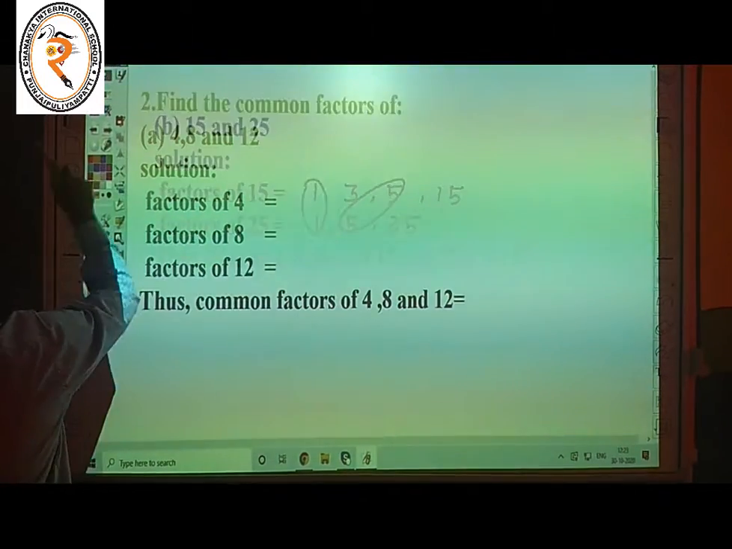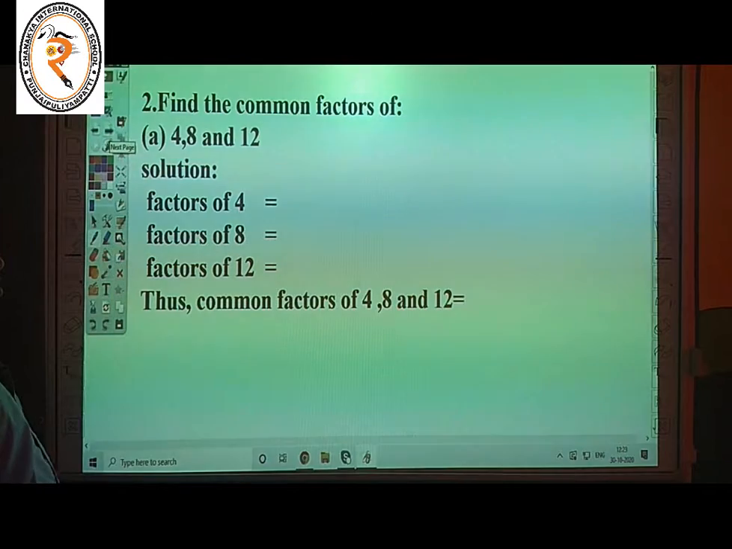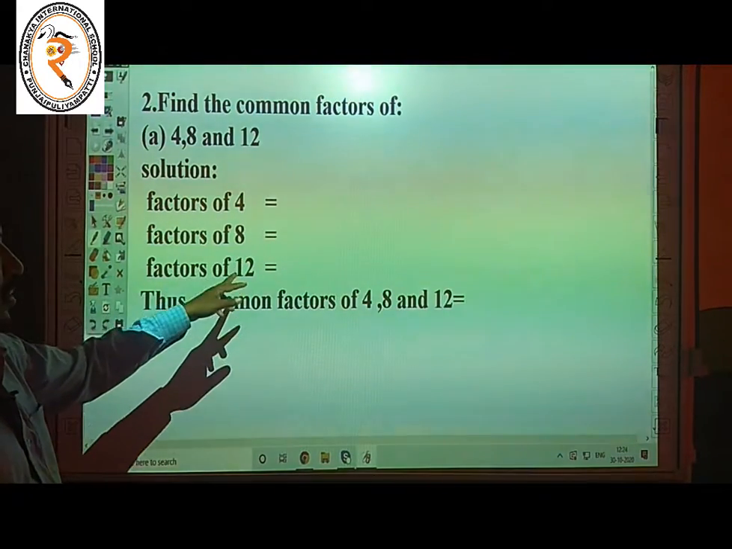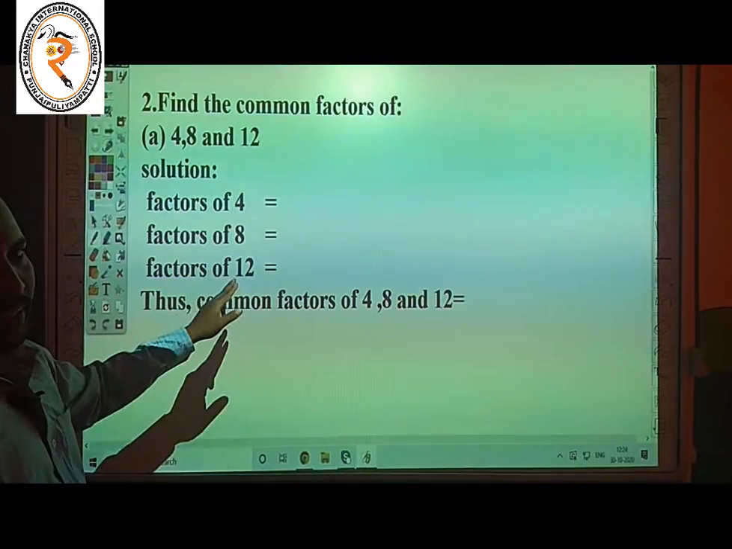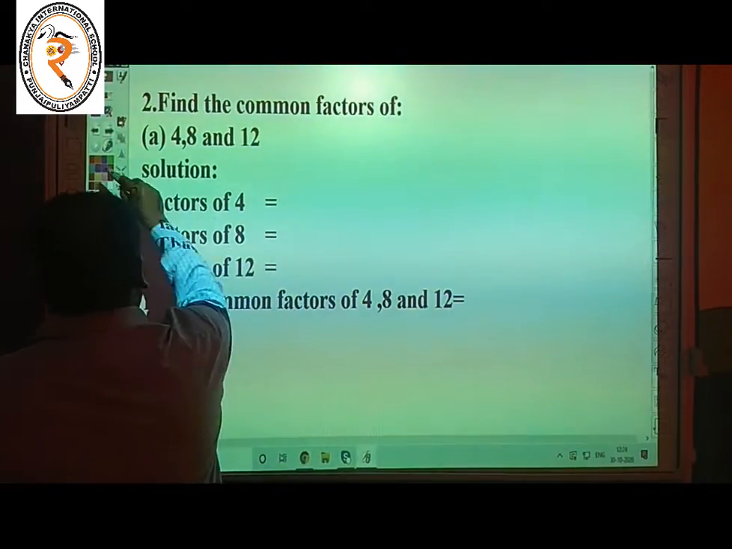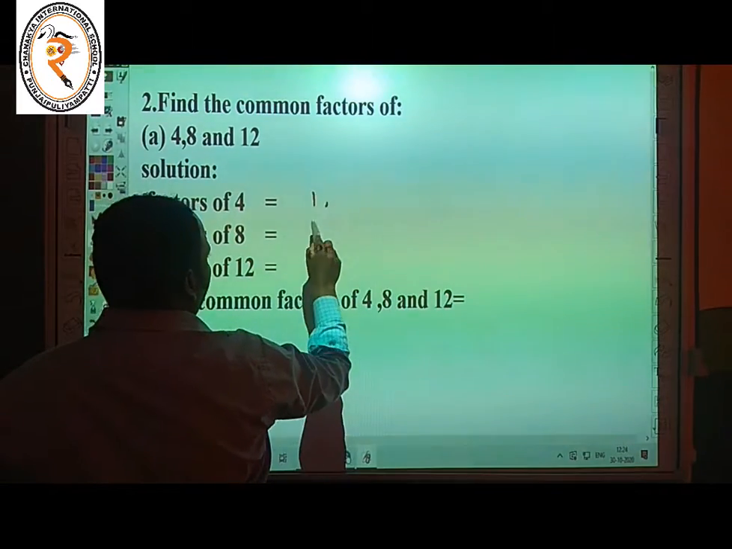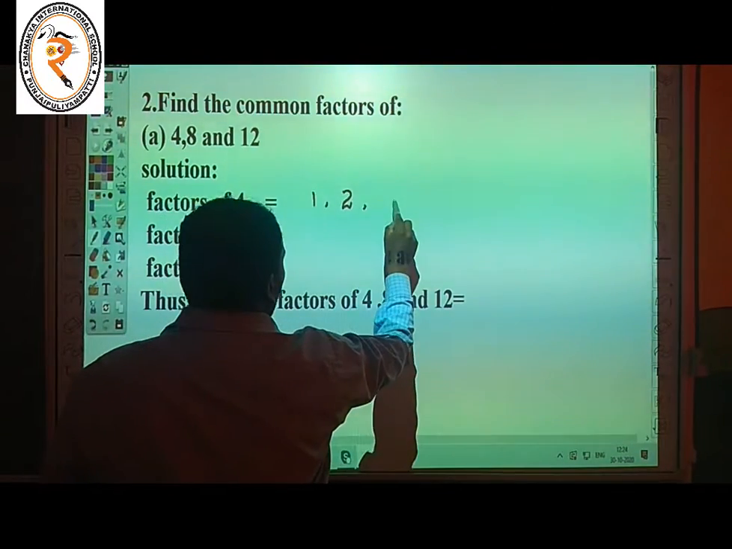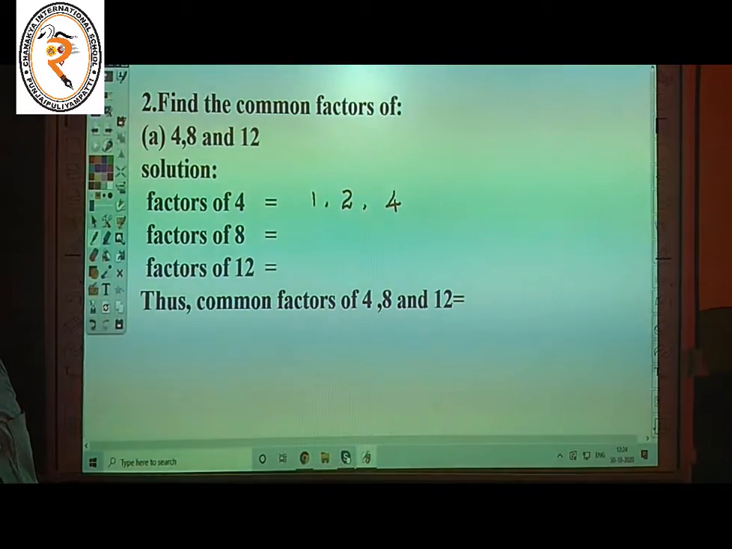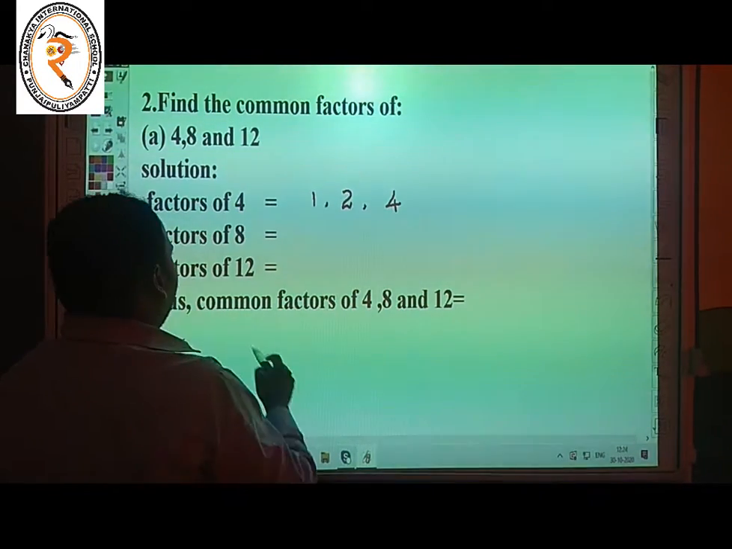The next one. Question number 2. Find the common factors of 4, 8 and 12. Here 3 values are given. The first one is 4 and the next one is 8. Then finally 12. We want to find the factors first. Factors of 4. Factors of 4 are 1, 2, 3 is not a factor, so 4. Factors of 4 are 1, 2, 4. And the next one, factors of 8.